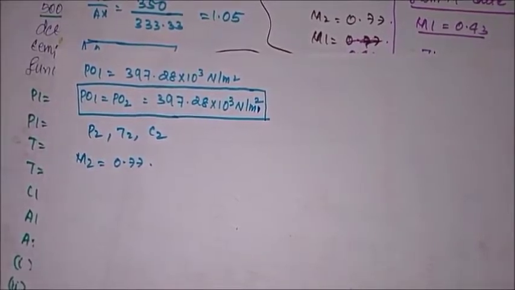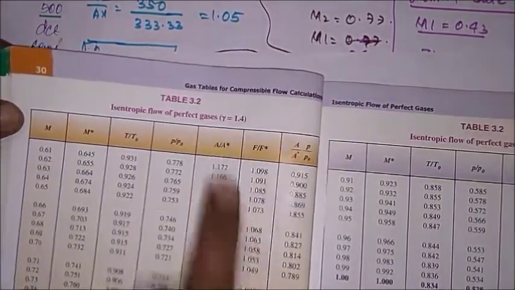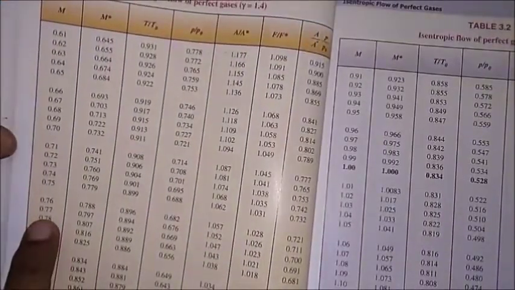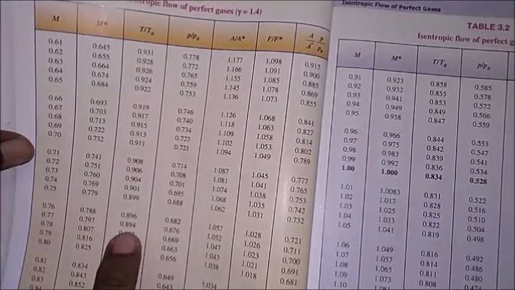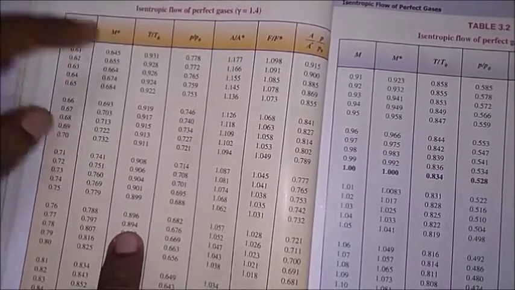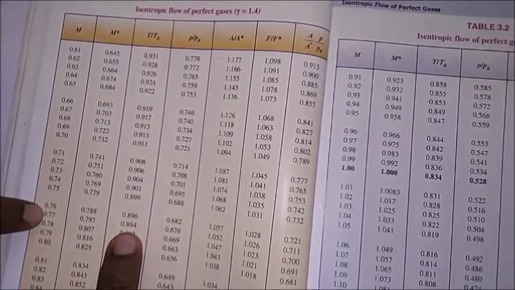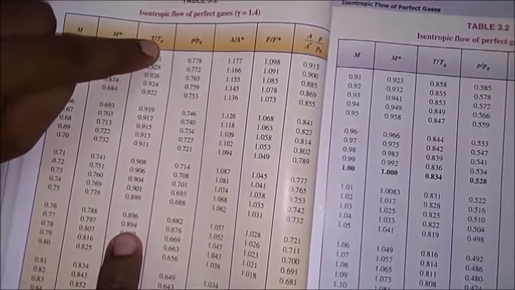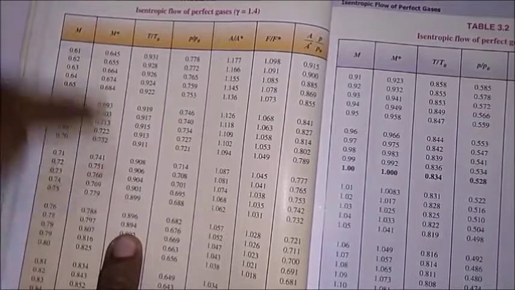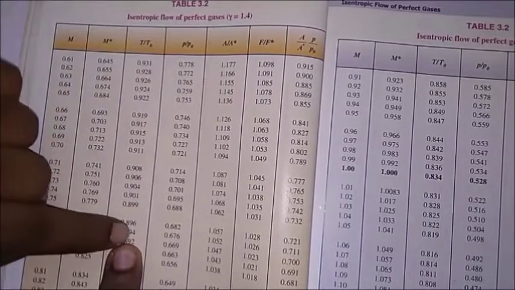From the isentropic flow table, page number 30, gamma is equal to 1.4, Mach number is equal to 0.77 and the corresponding temperature ratio, T by T0, is equal to 0.894. Here M is the exit condition, that is M2 is equal to 0.77. Therefore, T2 divided by T02 is equal to 0.894.